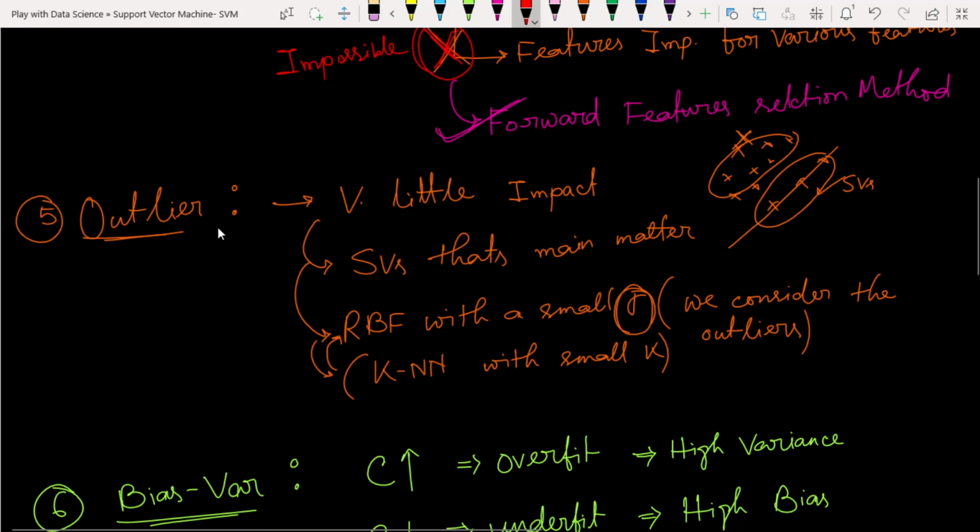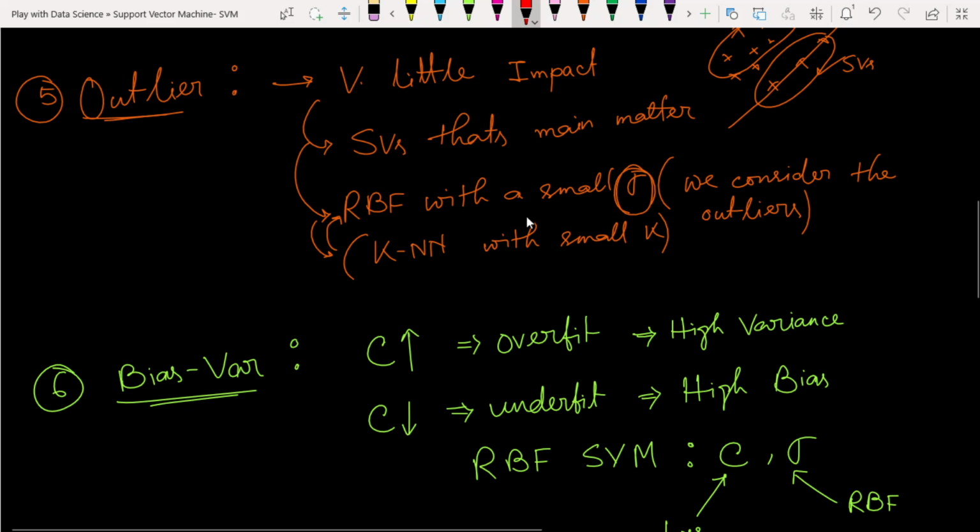For outlier handling, the SVM technique is very good and has very little impact from outliers. If you choose the RBF kernel, then by handling the parameter sigma we can easily handle the outlier impact. Also, small sigma is more prone to the impact of outliers, and we see this in KNN for small k also.